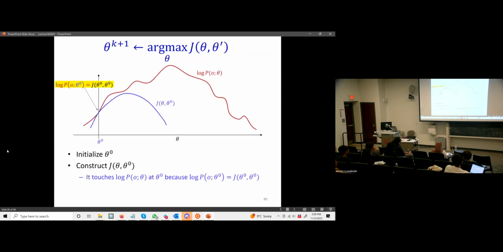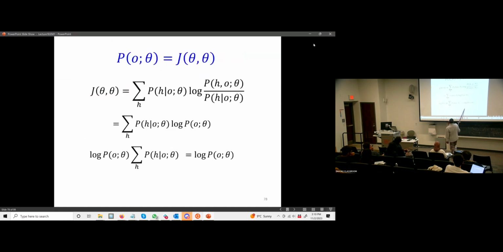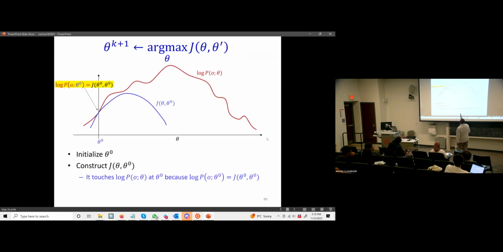Here's my picture again. The upper one is my log likelihood of O as a function of theta. So now my function J has two parameters, theta and theta prime. And what it means is that by choosing my theta prime over here, where on earth was that?